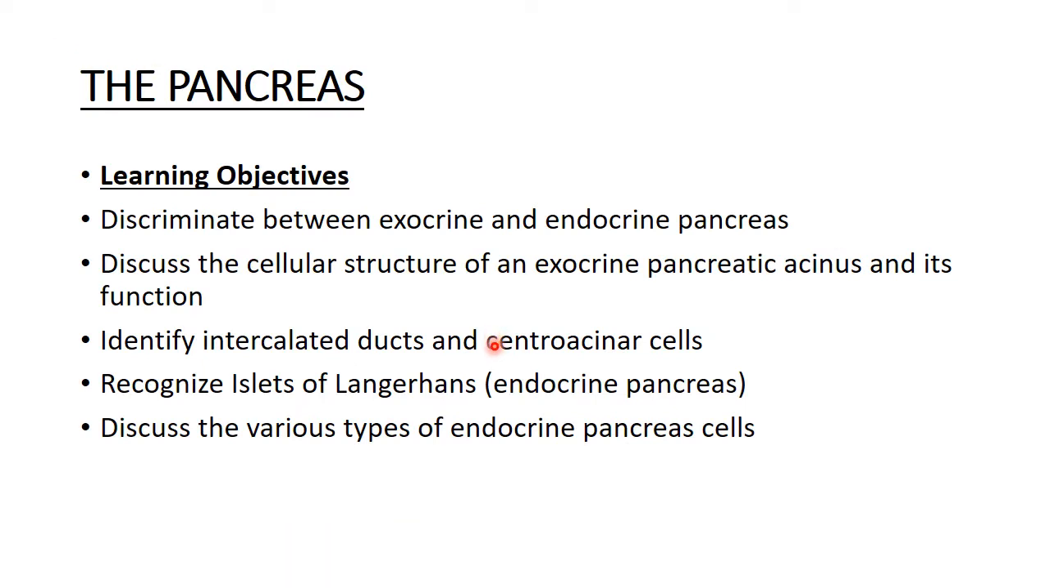Part 2 of our lecture is the pancreas, and we have several learning objectives in this part. First, we need to discriminate between the endocrine and exocrine pancreas, discuss the cellular structure of the exocrine pancreatic acinus and its function, identify the ductal system of the exocrine pancreas, and identify the intercalated duct, centroacinar cells, interlobular and intralobular duct, recognize the endocrine part of the pancreas, which is the islets of Langerhans, and discuss the various types of cells within the islets of Langerhans.